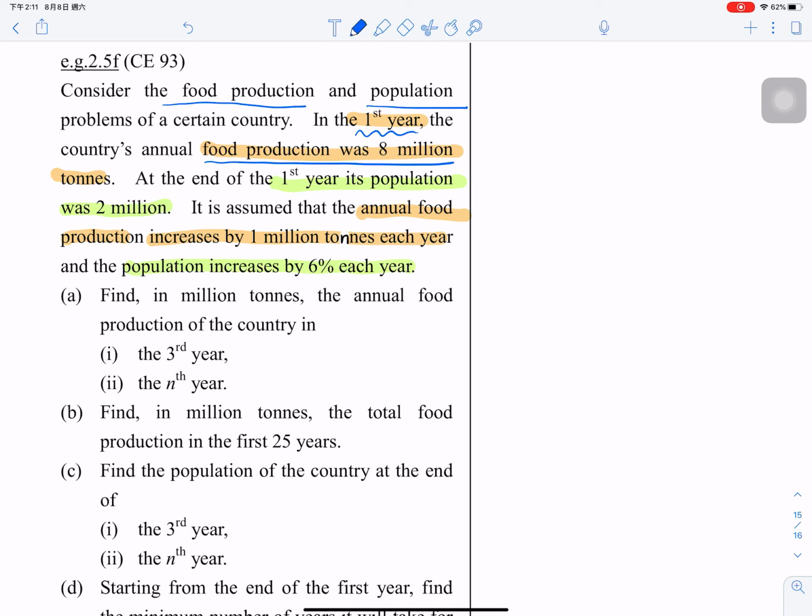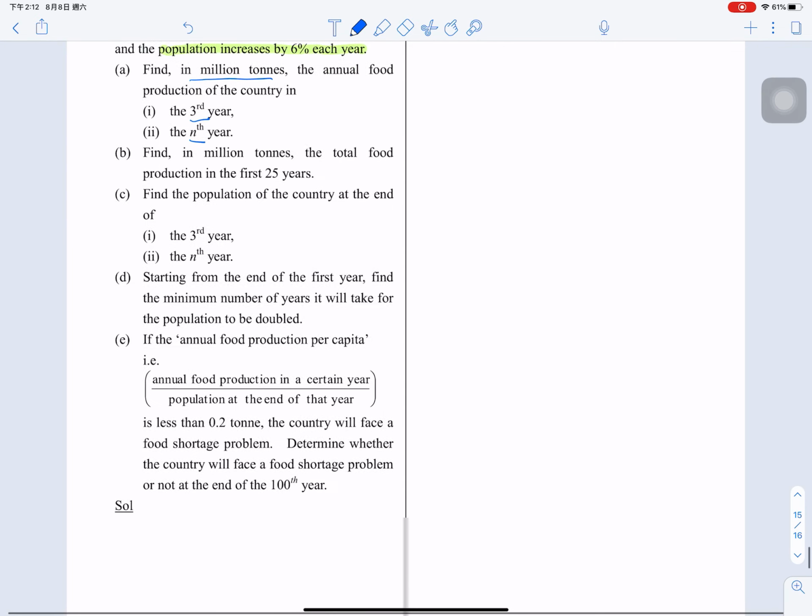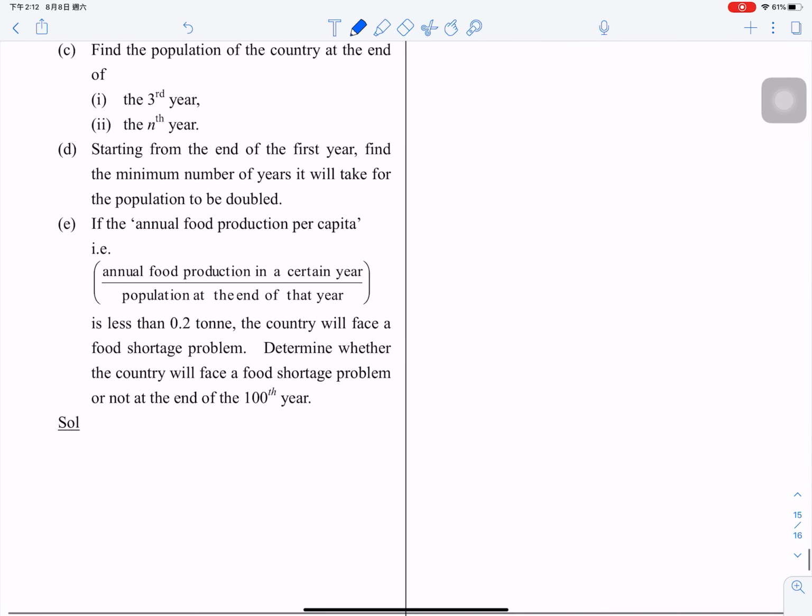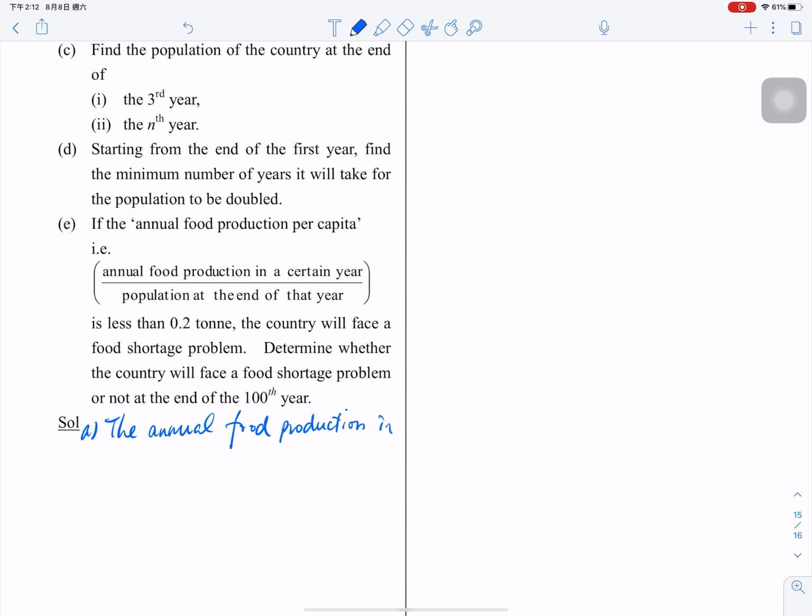So use two different colors of highlighter and let us see it clearly. Part A, find in million tons the fruit production of the country in the third year, and part 2, in the nth year, annual fruit production. Okay, let's have a look. Part A first. The annual fruit production in part 1, the third year.